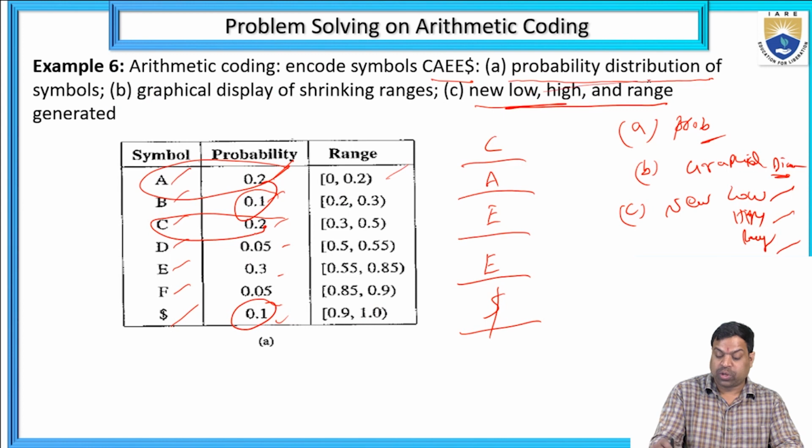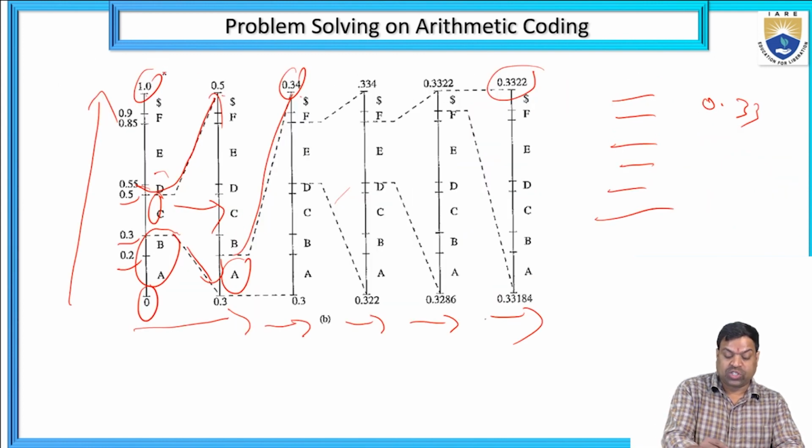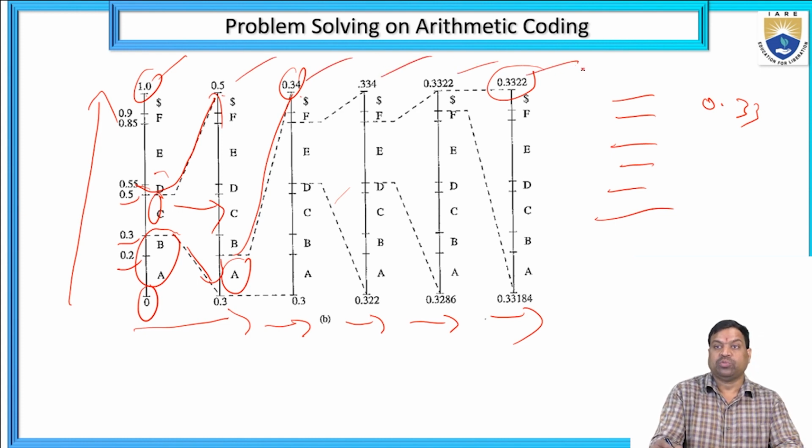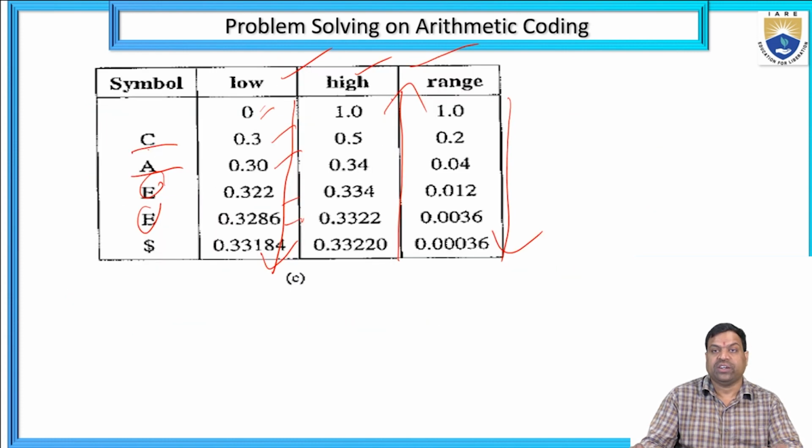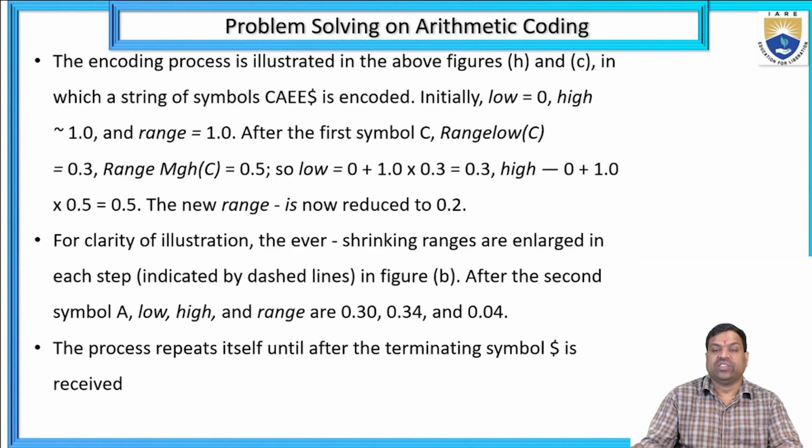Here what we do is the probability distribution and graphical display. So the probability distribution is 1.0, 0.5, 0.34 like this, and the symbols are there like this, in increasing to decreasing order of the symbols. So what is each level? The probability distribution is completed and the ranges are completed. The display, with low and high ranges, is a process.